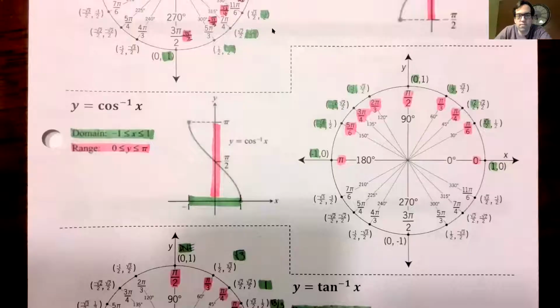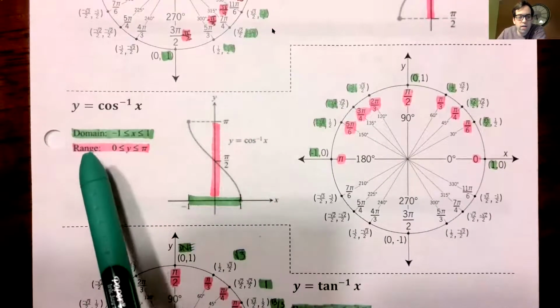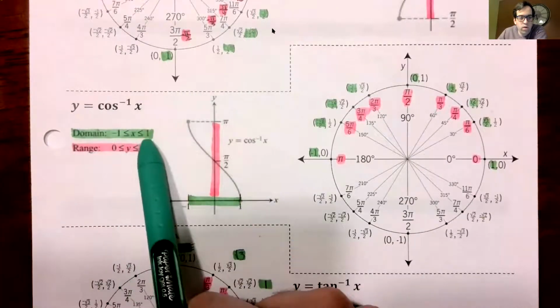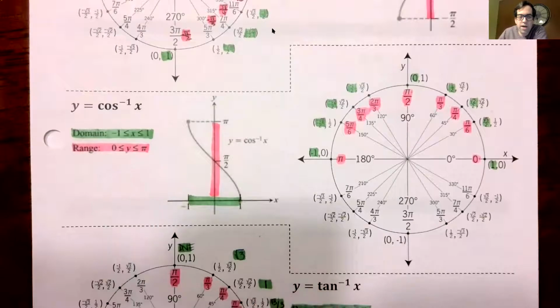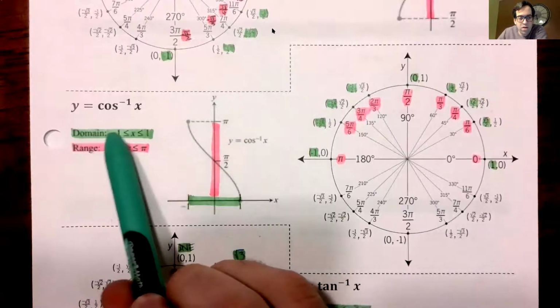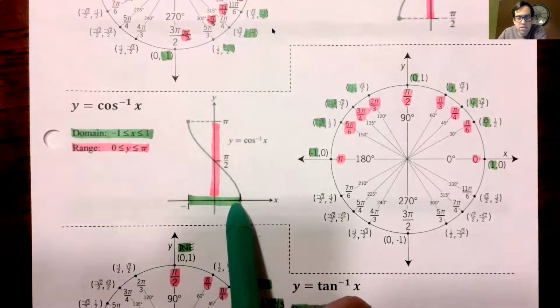All right, so here is cosine inverse. We have the same domain as with sine, it goes from -1 to 1. The range, though, goes from 0 to pi, like we saw on the graph. Here is that graph again. And once again, I'm highlighting all of the domain in green, and I recommend that you do the same.